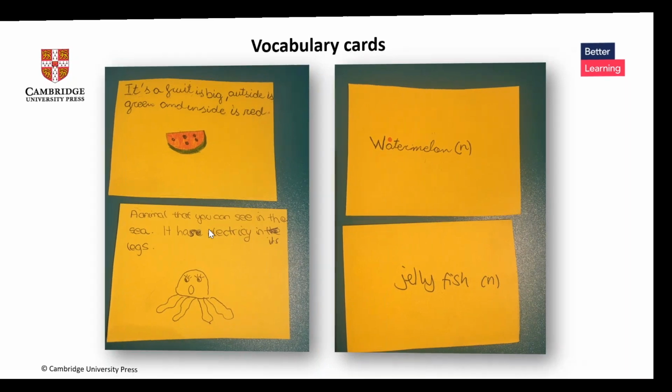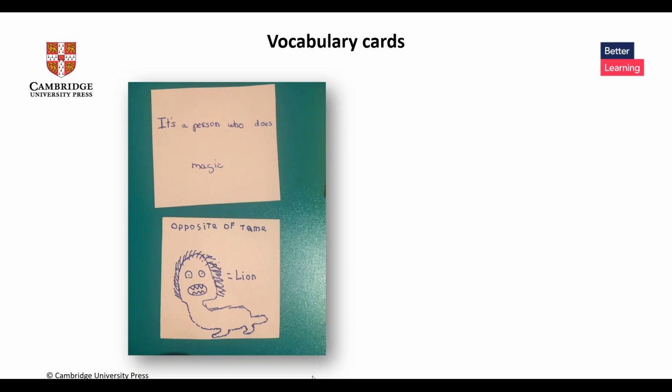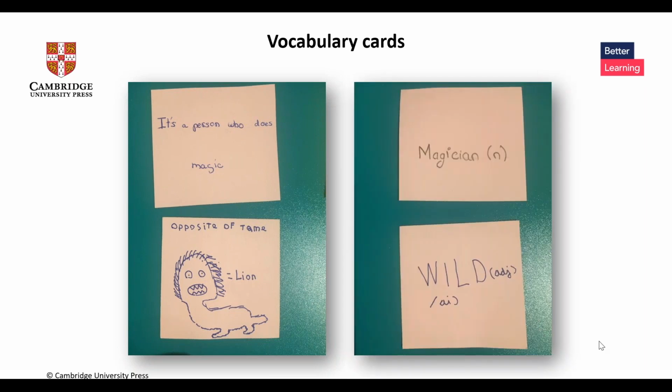So if I look at the next couple of definitions here, again, you can have a go at trying to guess what the words are here. Okay, so here they are. So we've got magician and wild, and you can see here the student has even made an attempt to include the pronunciation there in wild.